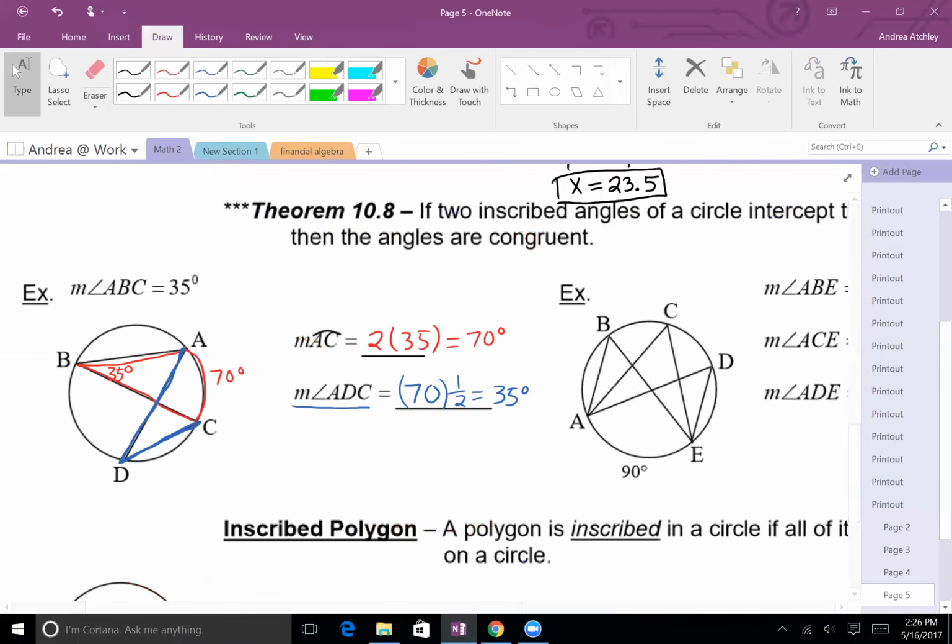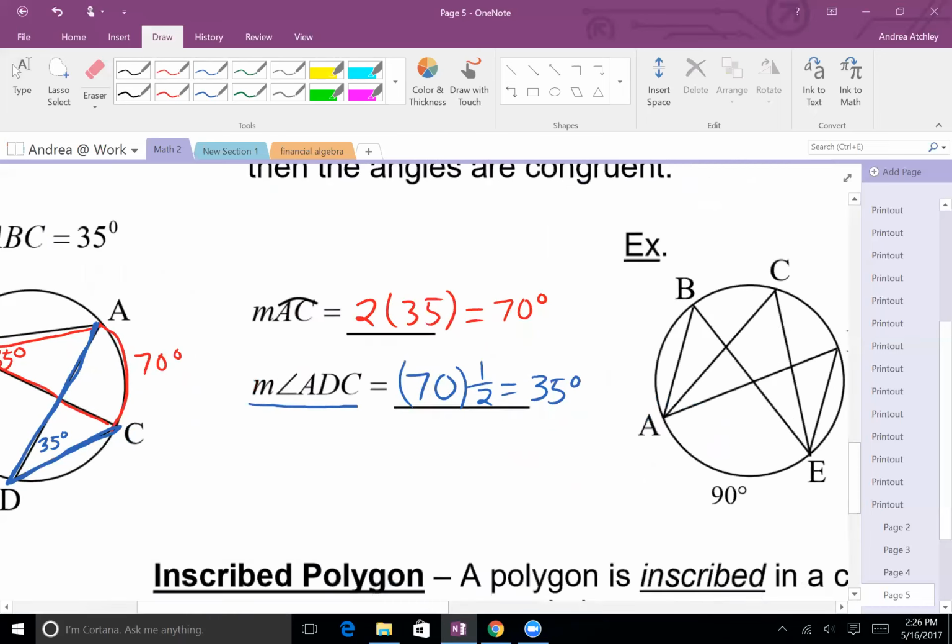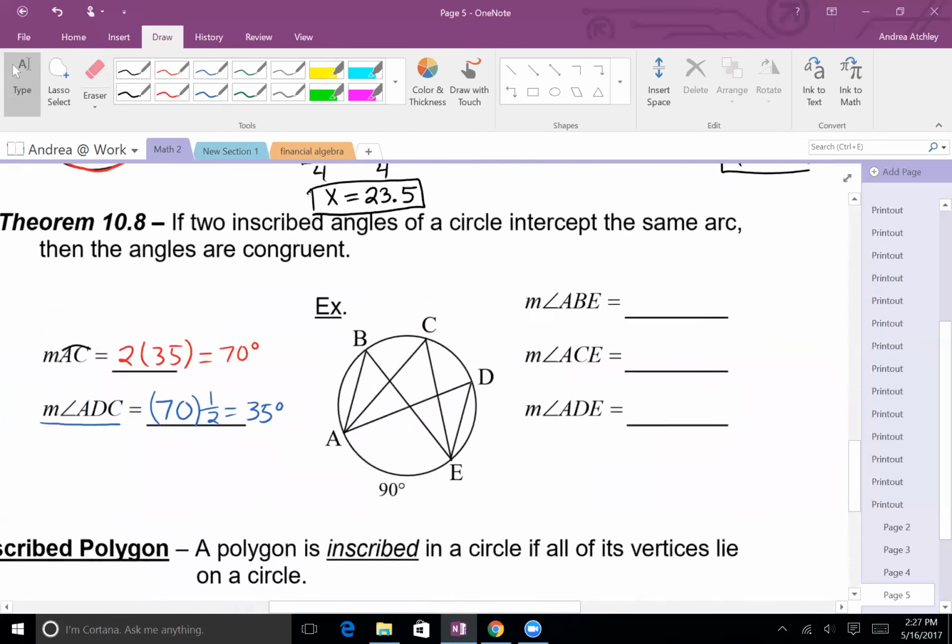Is it less? We don't need to go through all that work, but we can if we don't remember that those 2 angles, because they have the same intercepted arc, will be congruent. Any questions? Okay, the next one.